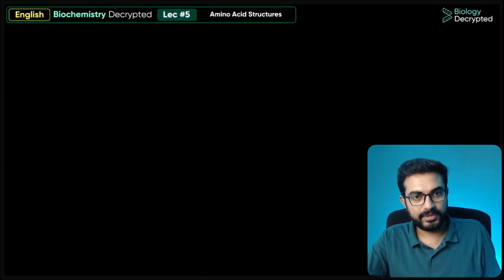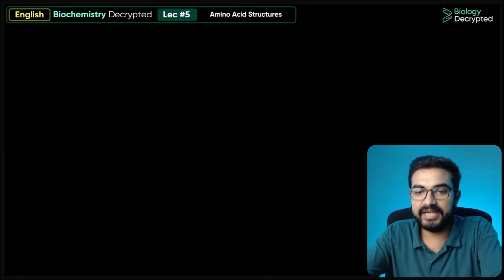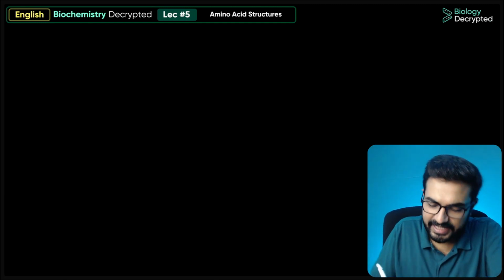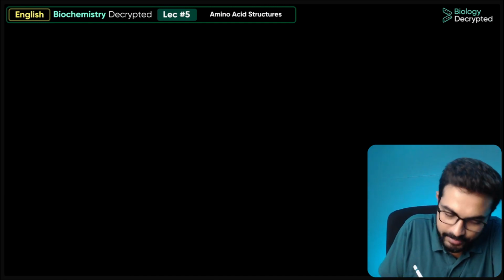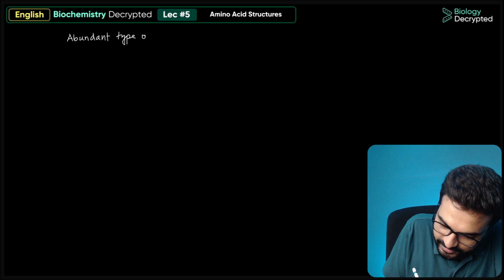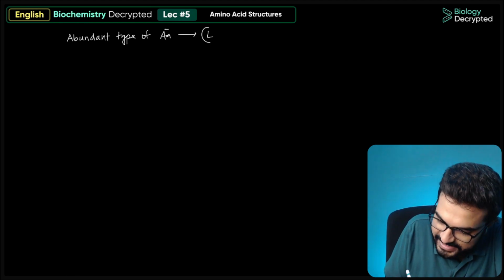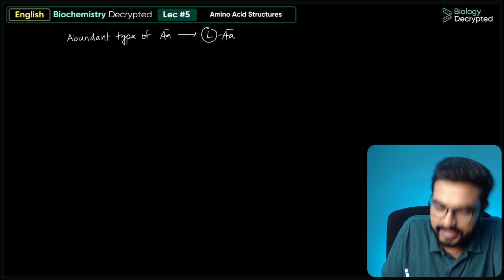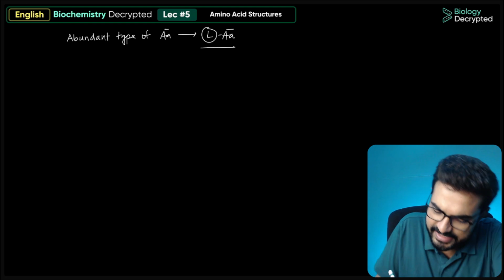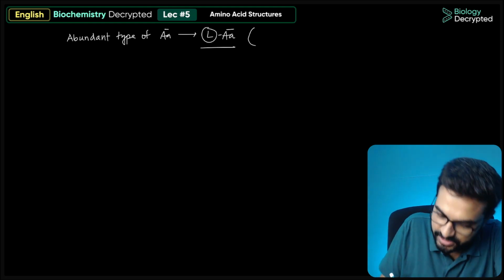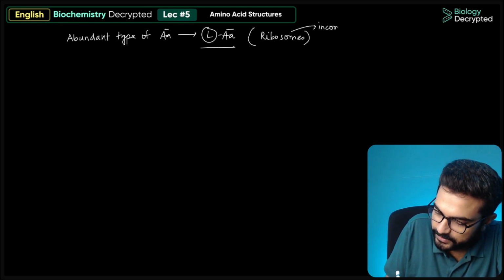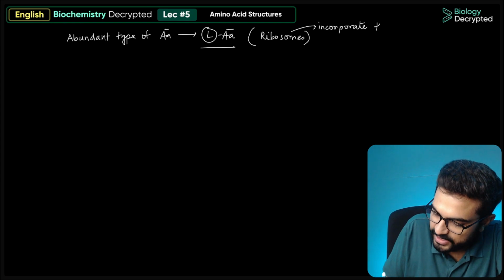Now let's move forward. And now we'll be talking about D amino acids. Well, let me tell you that in nature, the most abundant type of amino acids is obviously L amino acids. L amino acids are found almost everywhere. These are actually incorporated by ribosomes. So ribosomes actually incorporate these amino acids.